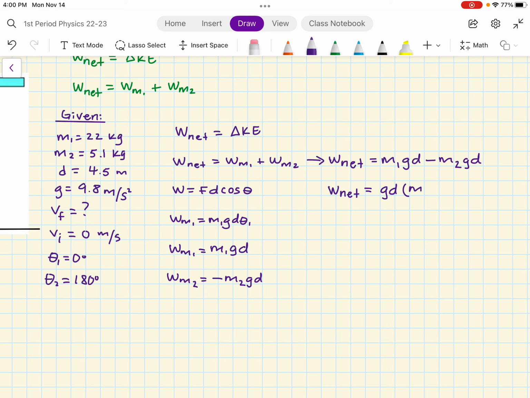G d (m1 minus m2). Okay, that's the net work done. I could find the net work done using decimals, but I'm going to keep using algebra. Again, if you want to get the work done, by all means you can do that. I'm not going to. Now I'm going to deal with this equation, okay?